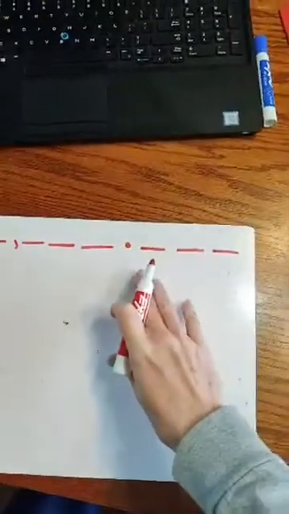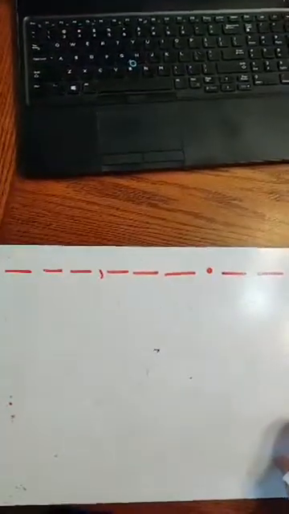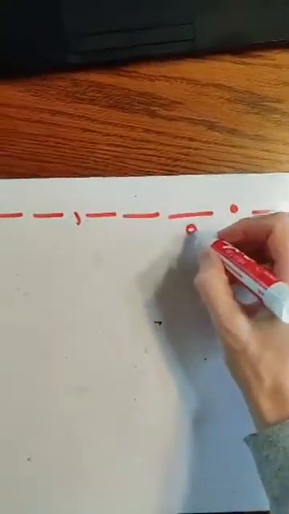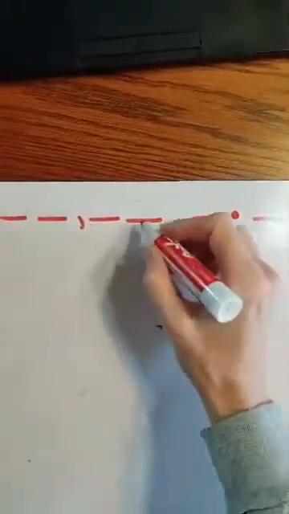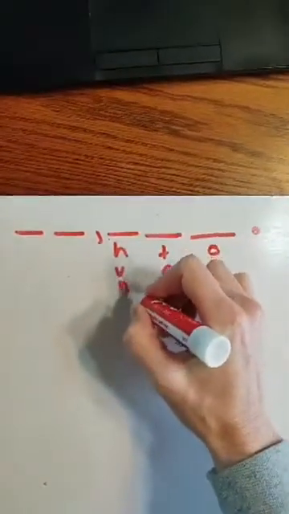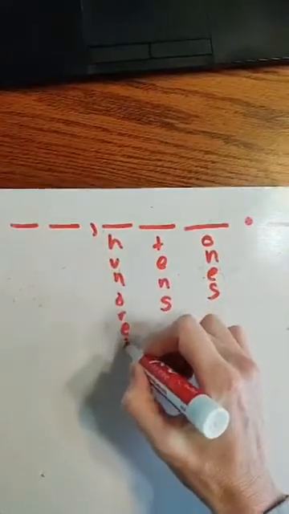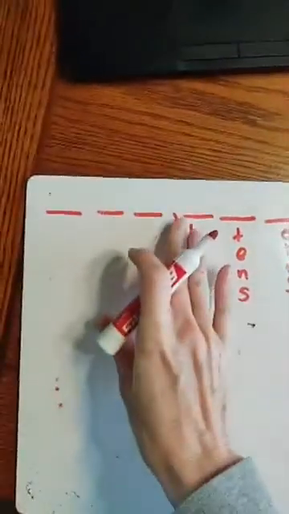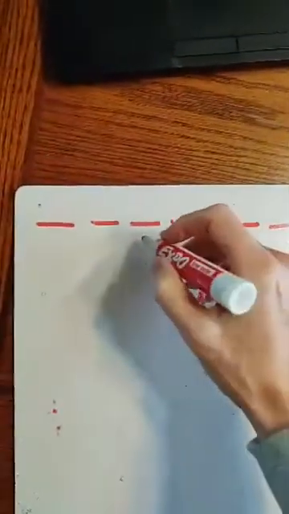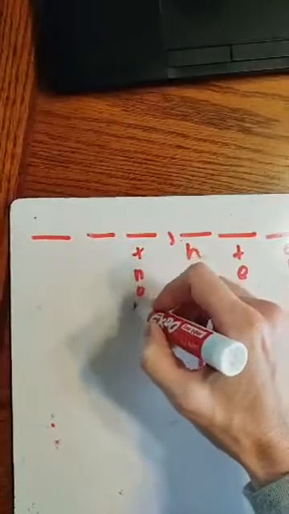So I'm going to start with my whole numbers, the numbers to the left of my decimal. We know the first place to the left of the decimal is the ones place. Then we go tens. Then we go hundreds. The neat thing about this is if you can remember these, they follow the same pattern. So these are thousands.